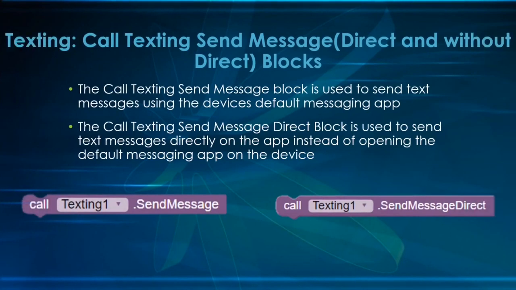Texting, call texting send message blocks, direct and without direct. The call texting send message block is used to send text messages using the device's default messaging app. The call texting send message direct block is used to send text messages directly on the app instead of opening the default messaging app on the device.